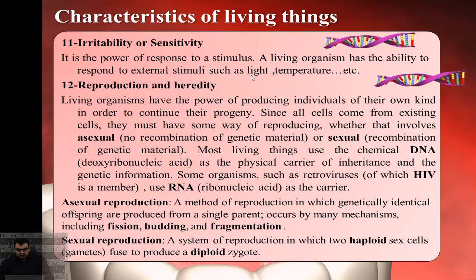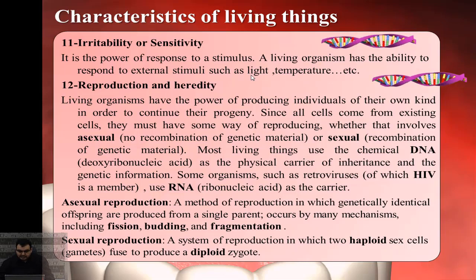Asexual reproduction, a method of reproduction in which genetically identical offspring are produced from a single parent, occurs by many mechanisms, including fission, budding, and fragmentation.